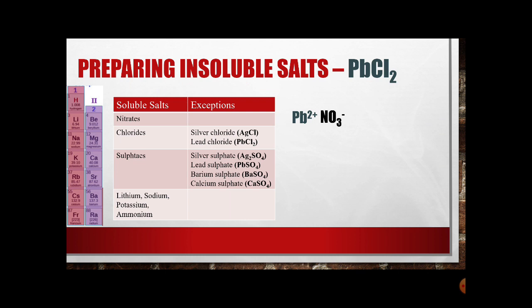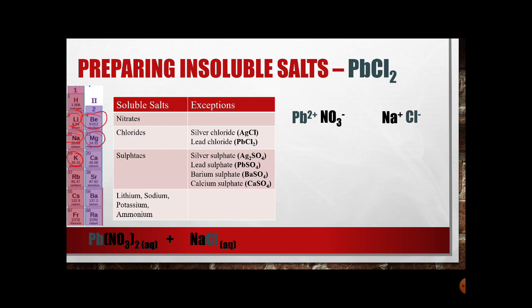We can use any chloride except for those listed as exceptions in the table. Elements from group 1 and 2 of the periodic table can help us. We could use lithium chloride, beryllium chloride, sodium chloride, magnesium chloride, or potassium chloride. Let's use sodium chloride. These are the ions. Our reagents are lead nitrate and sodium chloride.